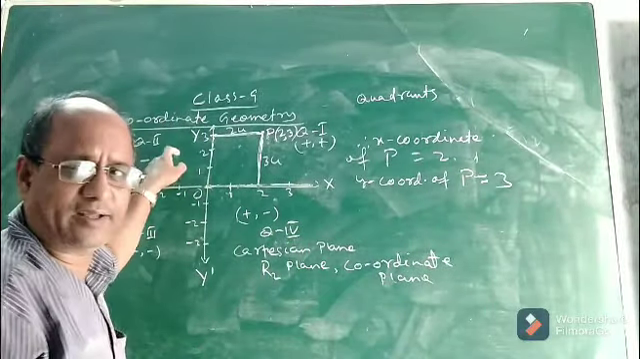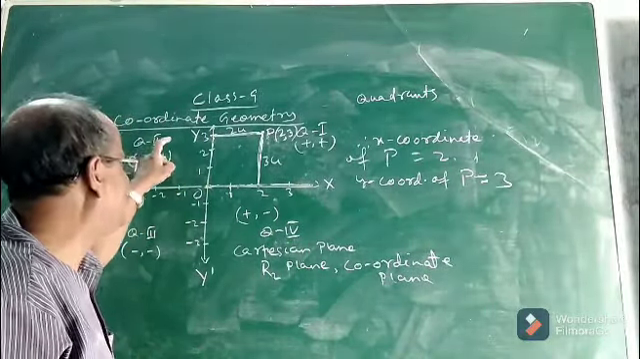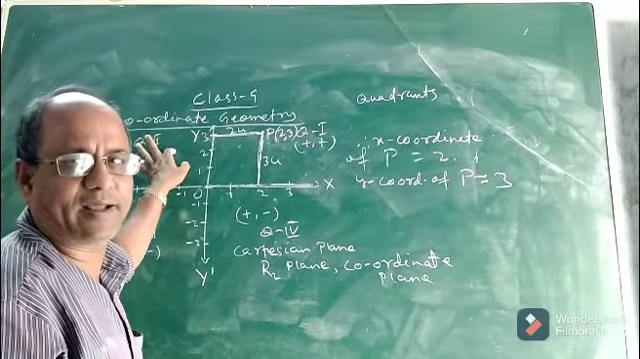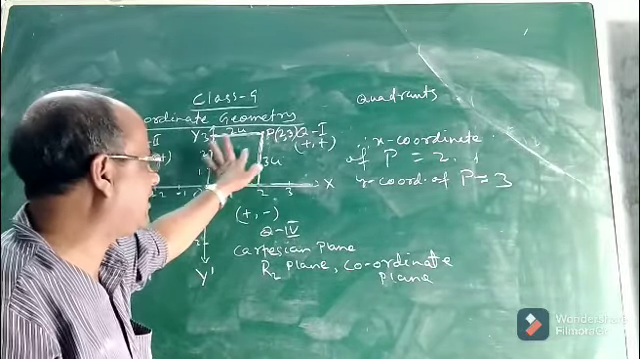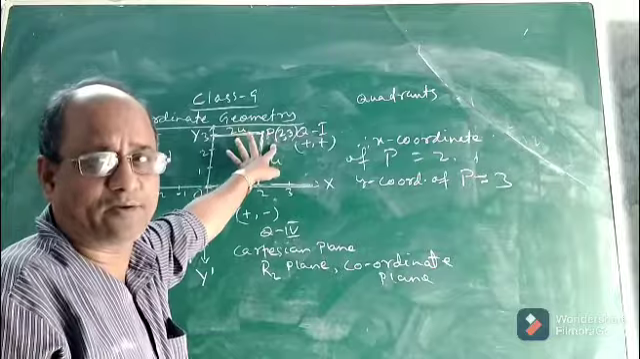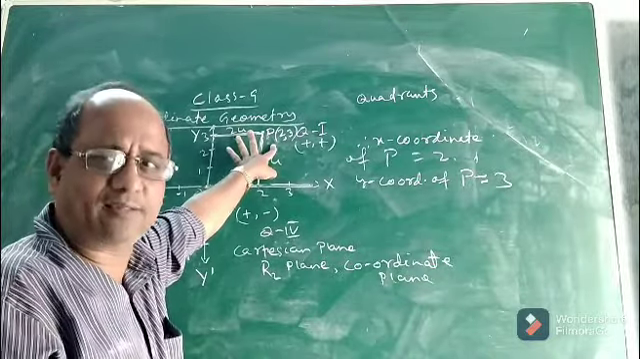Similarly, if you take any point in the second quadrant, x will be negative and y will be positive. And you see, this is how to plot a point, which was also taught to you in class 8.